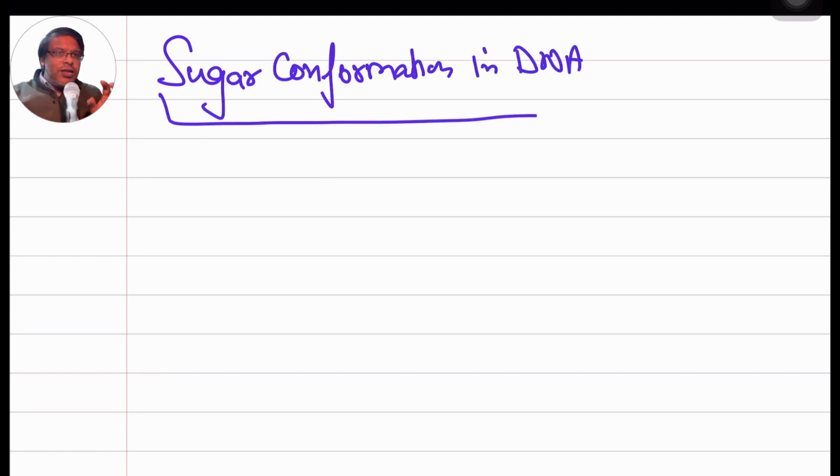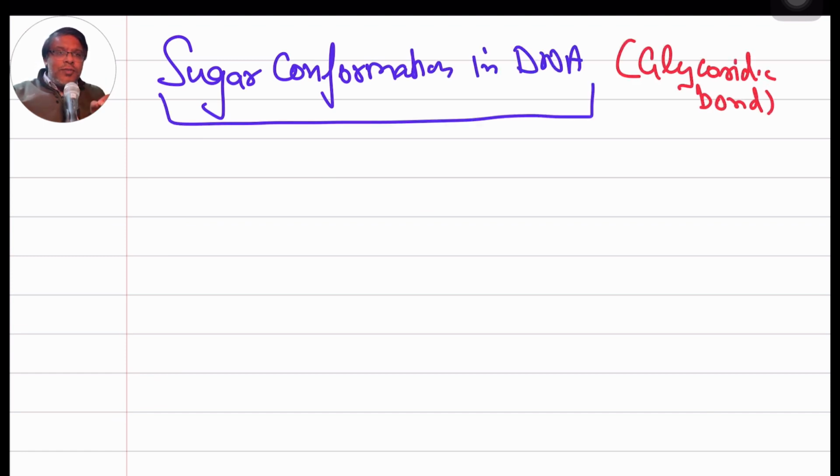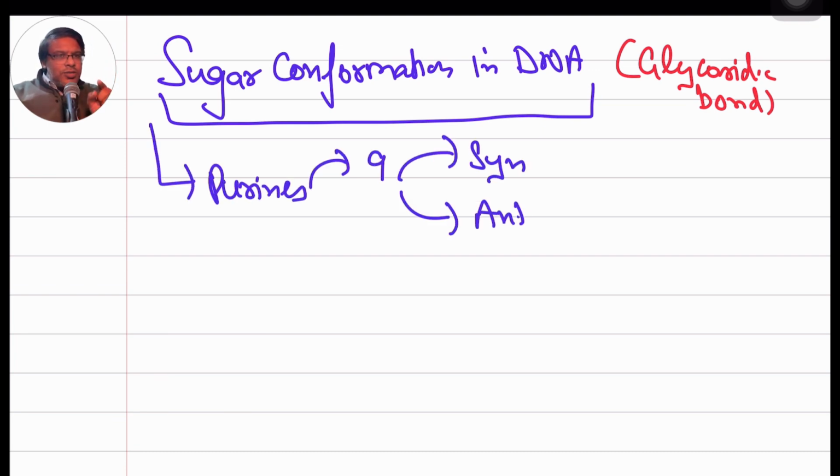Now another important point here, keep in mind, the sugar conformation in DNA. The sugar conformation in DNA. So here you must be knowing the sugar is attached to the base, so there is glycosidic bond formation. In case of purines, you are going to have two conformations. One is syn and the other is anti.